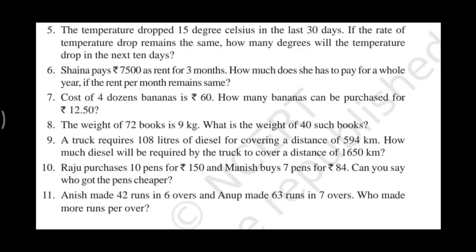Now this is question number 7. Cost of 4 dozen bananas is rupees 60. How many bananas can be purchased for rupees 12.50, or we can say 12 rupees 50 paise? So first of all we will find the cost of 1 dozen. After that we will find the cost of 1 banana, and after that we will find the number of bananas that can be purchased for rupees 12.50. Now let us find out.